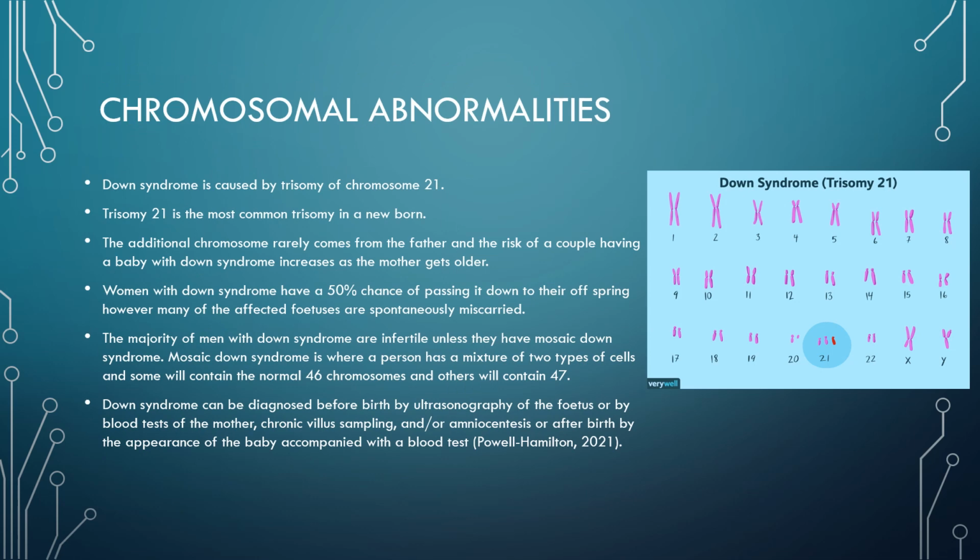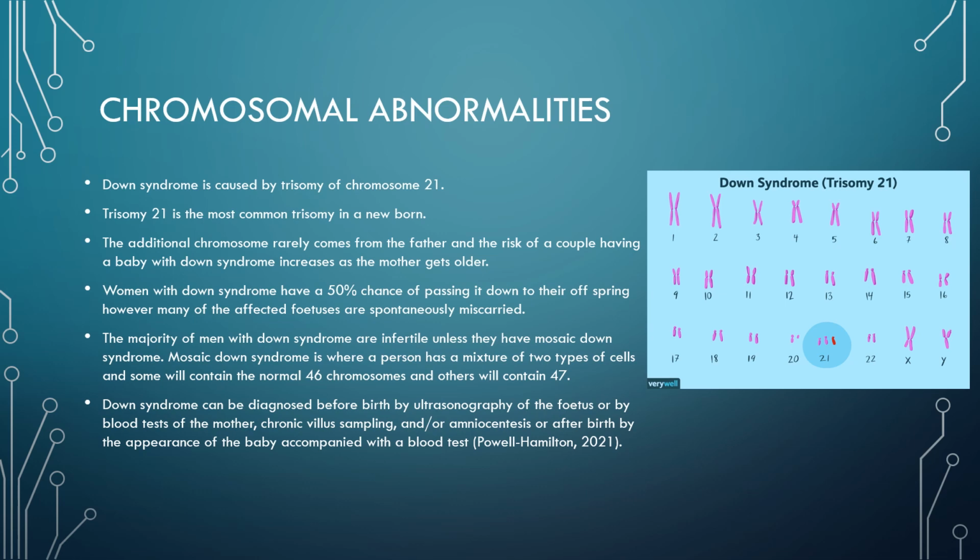Down syndrome is caused by trisomy of chromosome 21. Trisomy 21 is the most common trisomy in a newborn. The additional chromosome rarely comes from the father, and the risk of a couple having a baby with Down syndrome increases as the mother gets older.